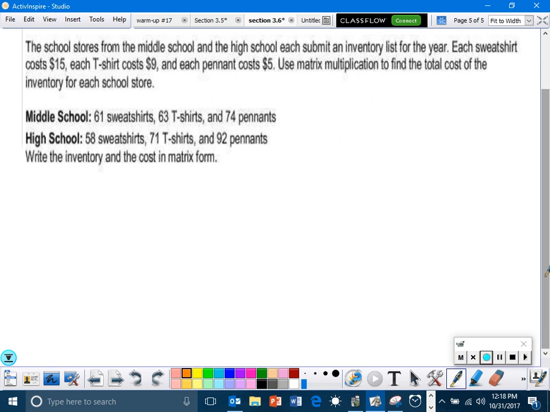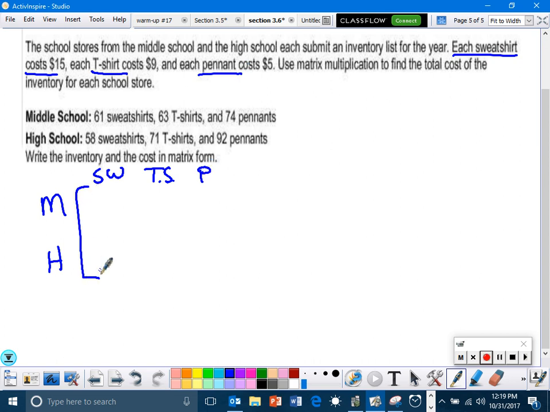Now we're dealing with the middle school and the high school. So we're going to do two rows. The middle school and the high school will be the rows. And now we're dealing with sweatshirts. So I'm going to use SW for sweatshirts. T-shirts, I'm just going to use TS for t-shirt. And pennants, I'm going to use P for pennants. So it looks like our matrix is going to be a 2 by 3.